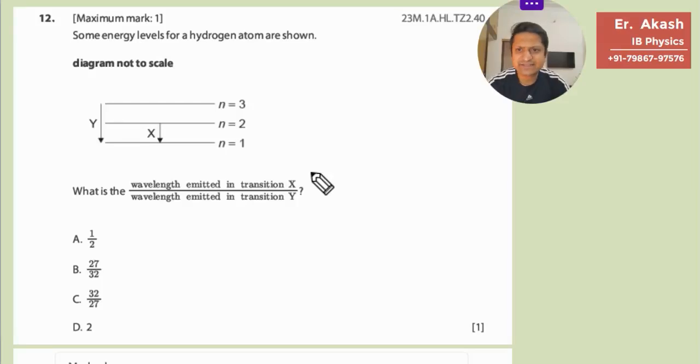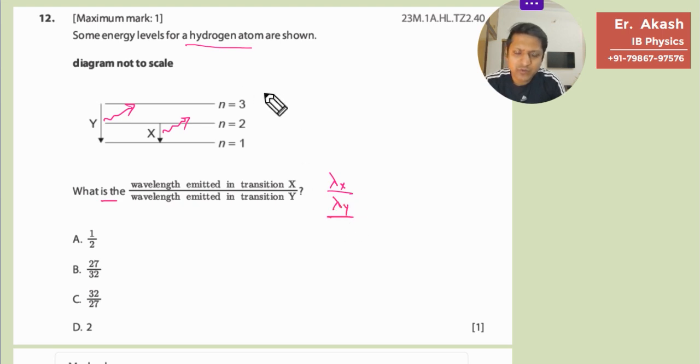And the question says that some energy levels for the hydrogen atom are shown. What is the wavelength emitted in transition X and wavelength emitted in transition Y? If there is a transition from 3 to 1, there will be a release of a photon, and from second to first there will be a release of a photon. That is X, and from third to first is Y, and we have to compare the wavelength of X divided by wavelength of Y.